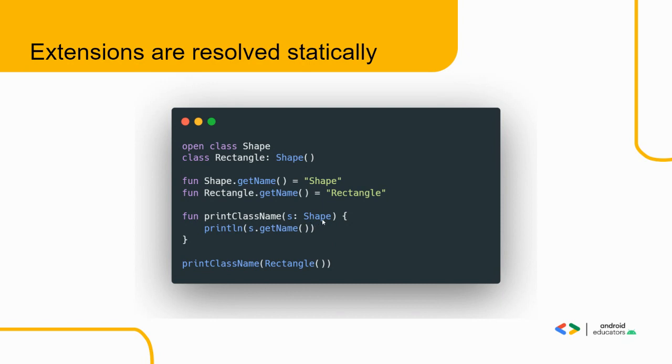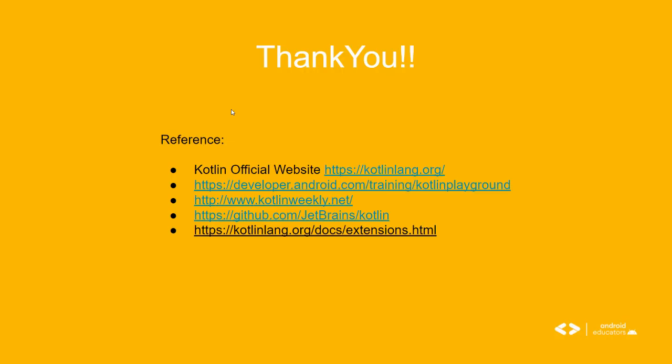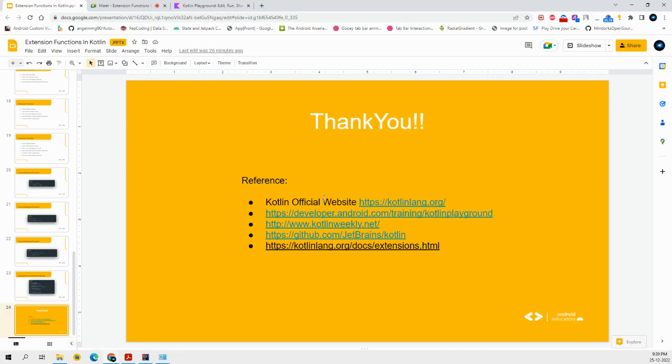It will just look at this class, and it will call the extension function for that class, not the child class. Okay, so remember, extension functions get resolved statically, not dynamically. Hope you guys get the concept. That's it about the extension function. You can also go through the documentation on Kotlin. If anyone has any question, do let us know.